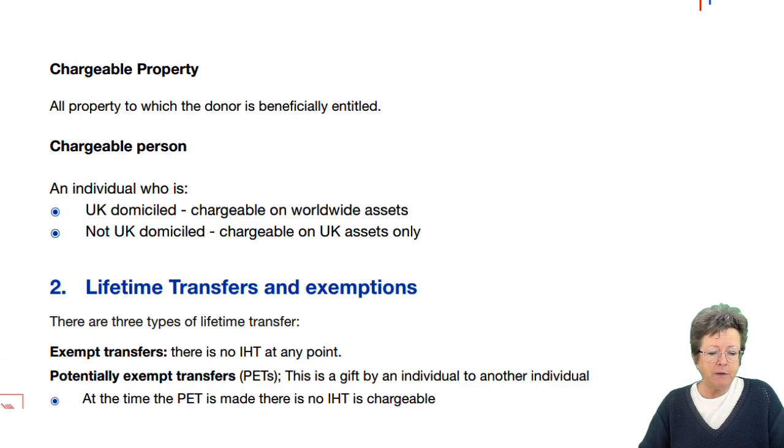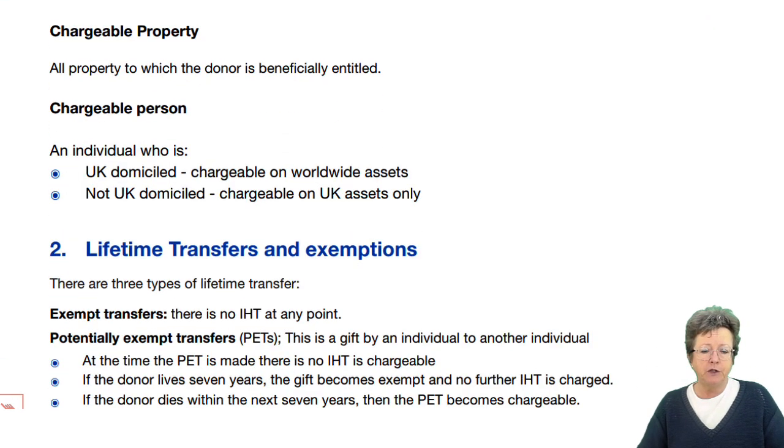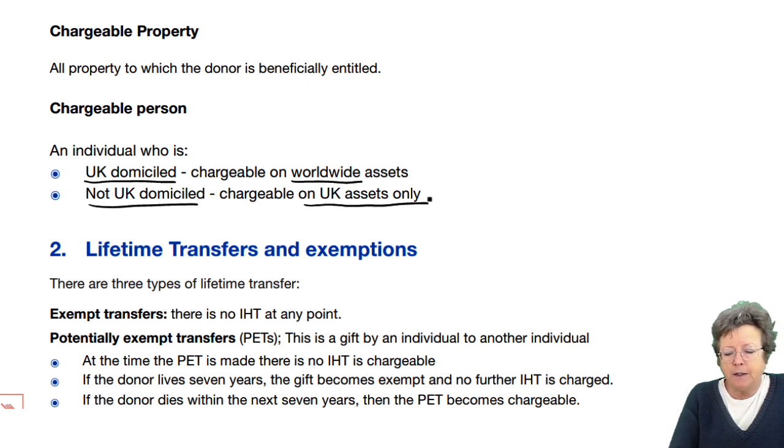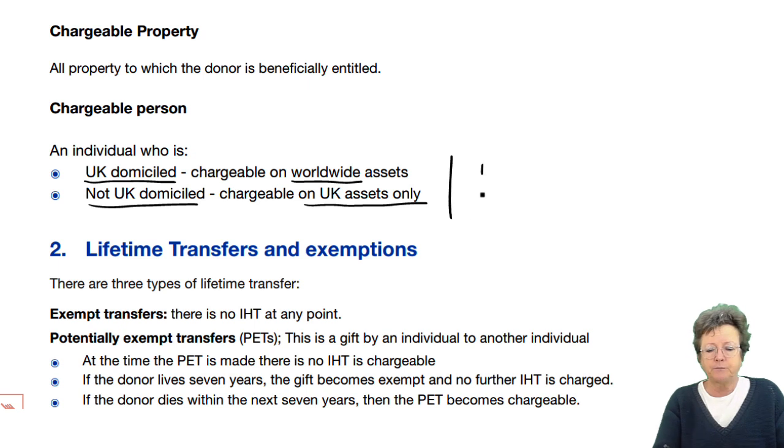Chargeable property is anything that you own that you are beneficially entitled to, and you're only going to have to deal with individuals. You're not going to have to deal with trusts at this level. Advanced tax, yes, but not this level. So if you are domiciled in the UK, then it's anything worldwide. If you are not domiciled, then you only pay IHT on your UK assets.